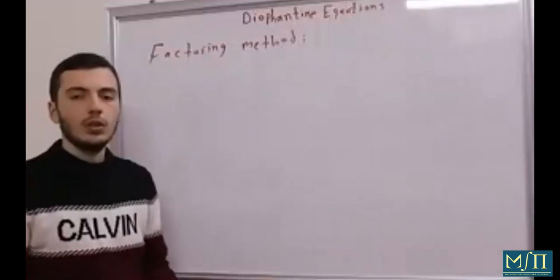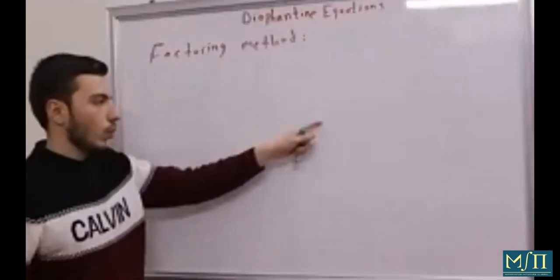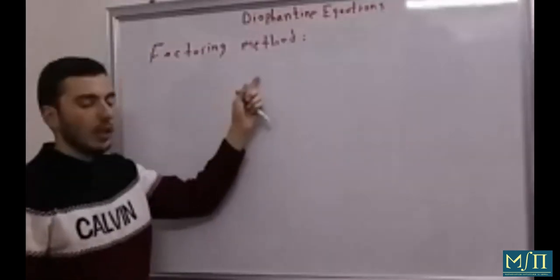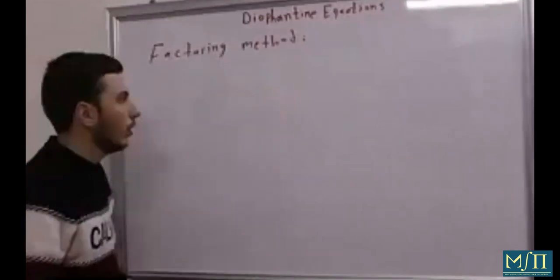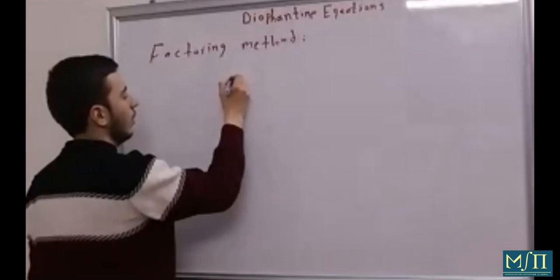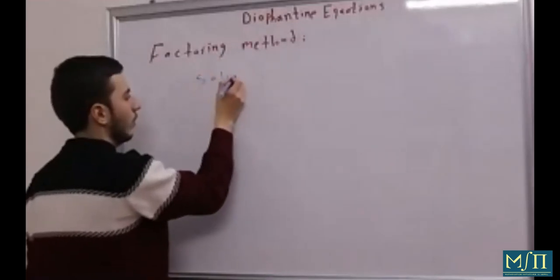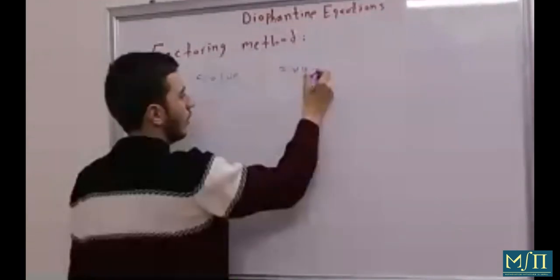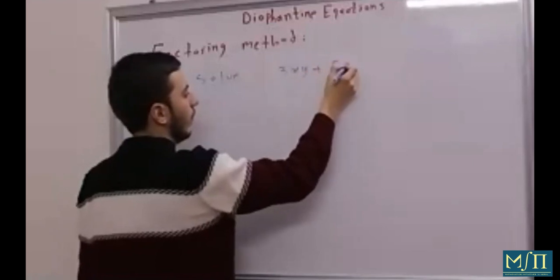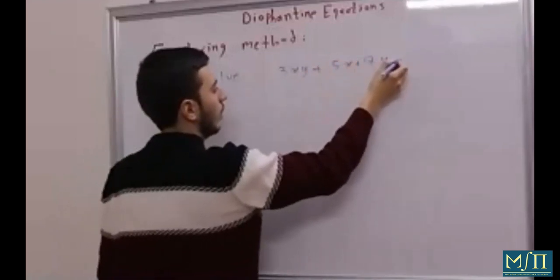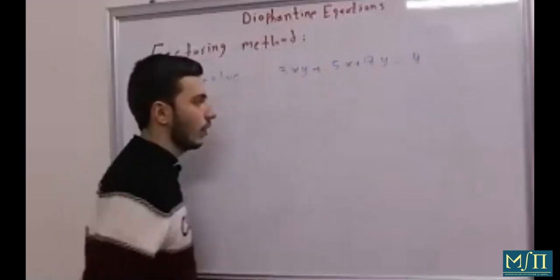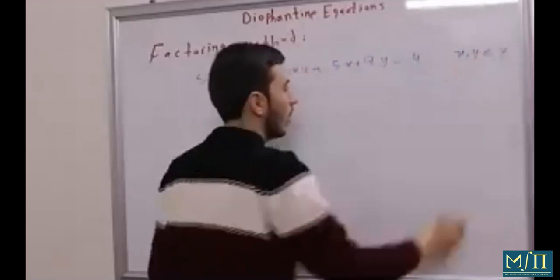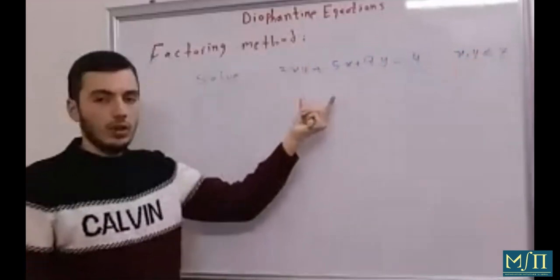So far, we have factorized the quantity when we have x times y. What about when we have some number multiplied by x times y? So, for example, let's solve 3 times x times y plus 5x plus 7y equals 4, where x and y are integers. So how can we factorize this quantity?